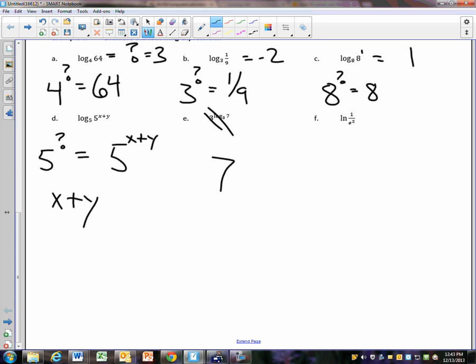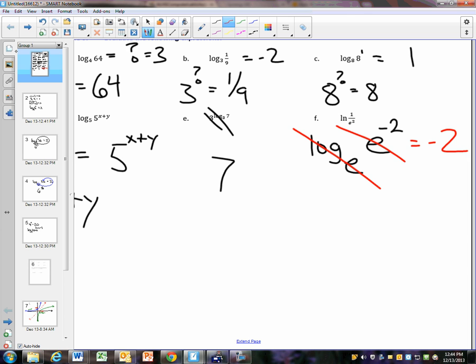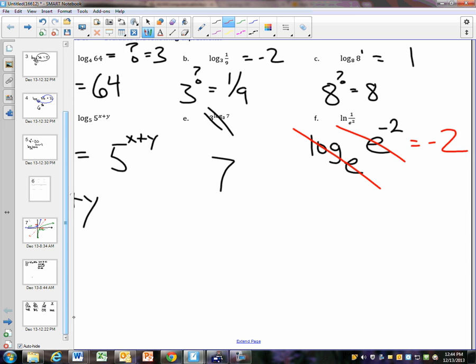And for F, that's like log base what? E. And then 1 over E squared is like E to what power? 1 over E squared is E to the what power? Negative 2. So this is the same thing as that. So what can I do? Cross off the log base E and E, because those are inverses of one another, and I get negative 2. So inverses of exponential functions and logarithms, they're one and the same. Super important. Good job. We go to the back side.